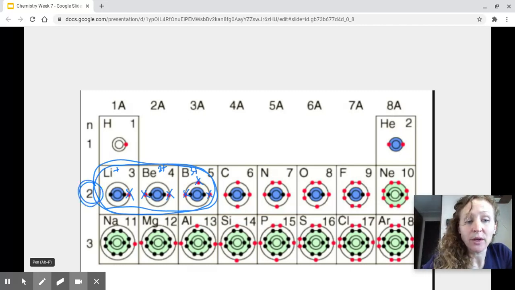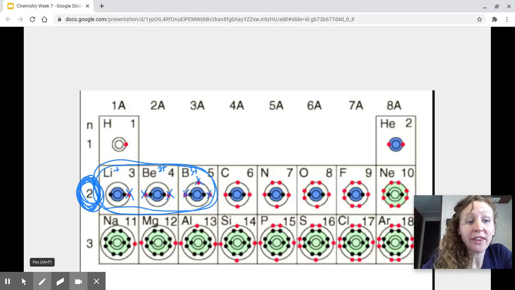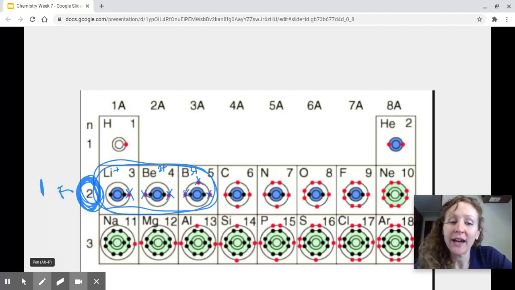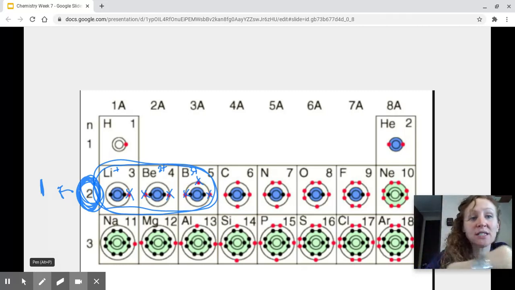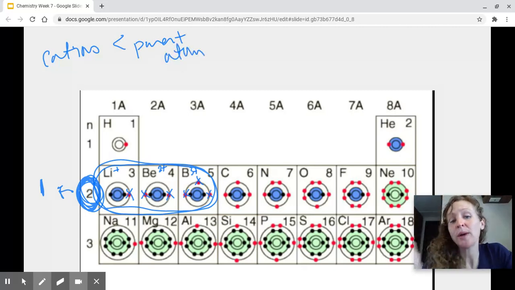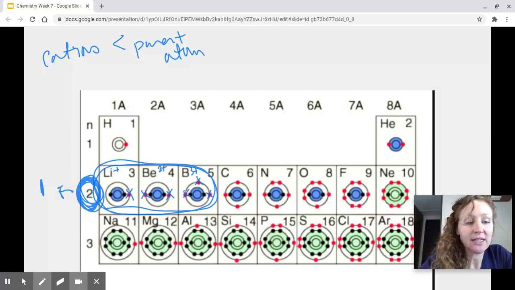So the parent atom of these ions has 2 energy levels. Well, the ion actually only has 1. And so the ion for these cations is actually going to be smaller. So cations are smaller than the parent atom that they came from. And this is true always. I mean, we use the second period as an example because it's the easiest one, but it's true for all periods. Look at sodium, magnesium, and aluminum.